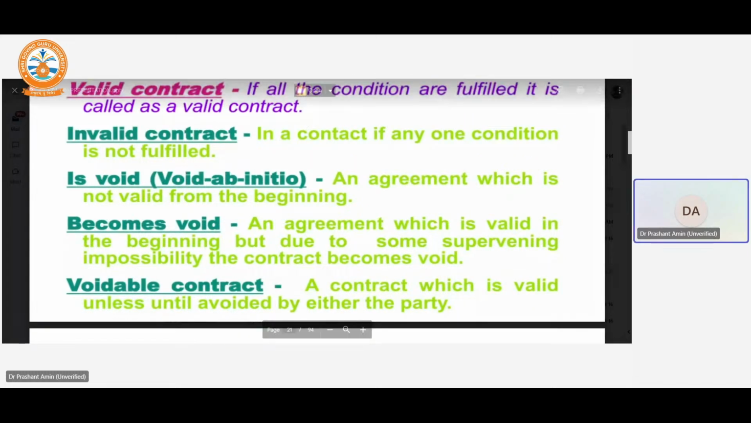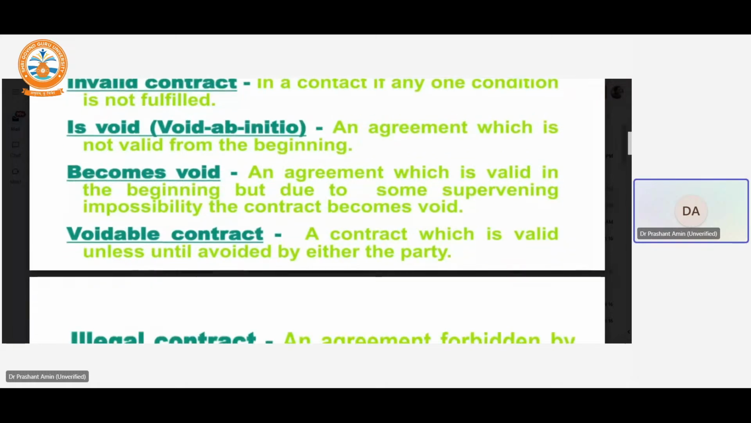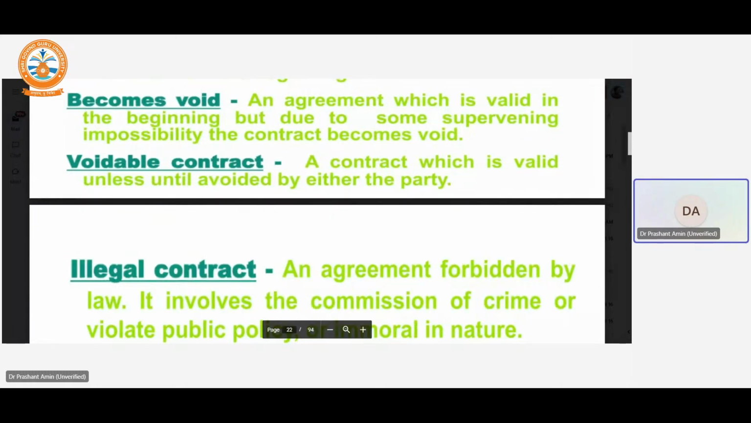The become void contract, which means that an agreement which is valid in the beginning, but due to some supervening impossibility, the contract becomes void. Once the two parties entered into the contract, and after performing the contract, they feel that this particular contract cannot be fulfilled, so that contract becomes void. Voidable contract, the contract which is valid unless and until avoided by either party. So that is called voidable contract.